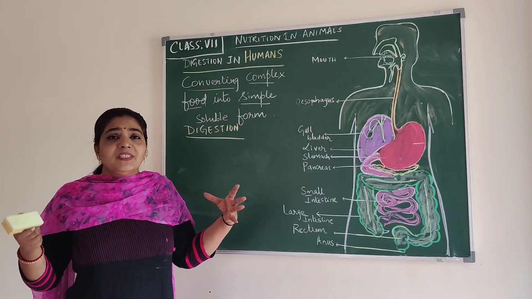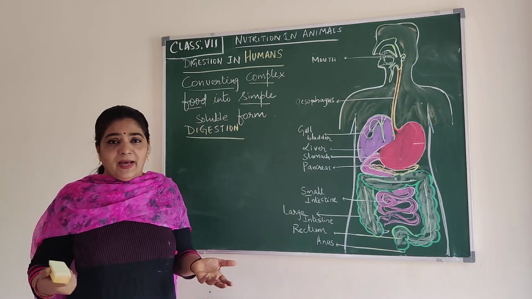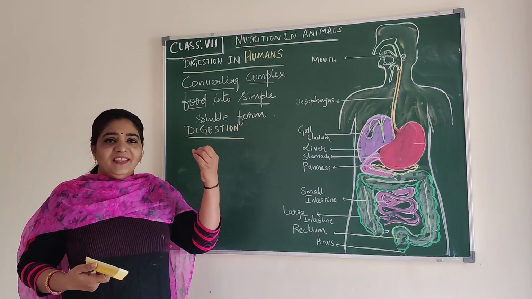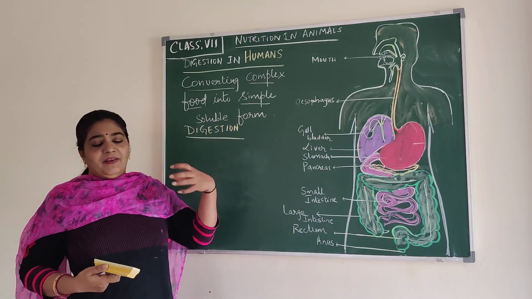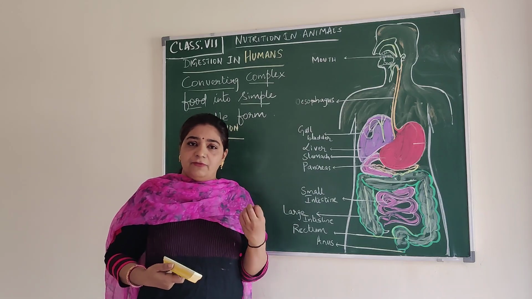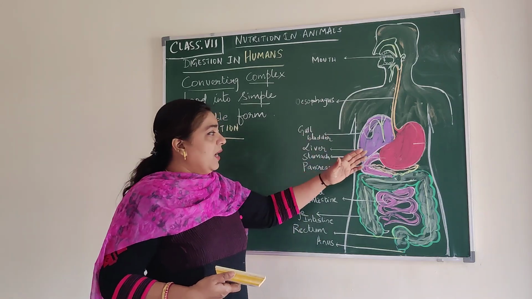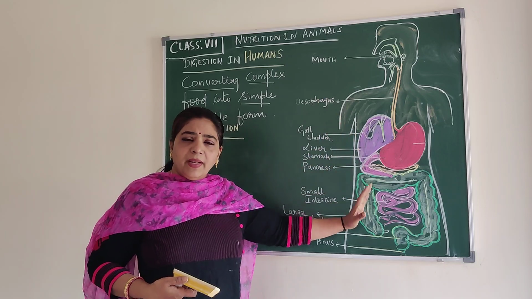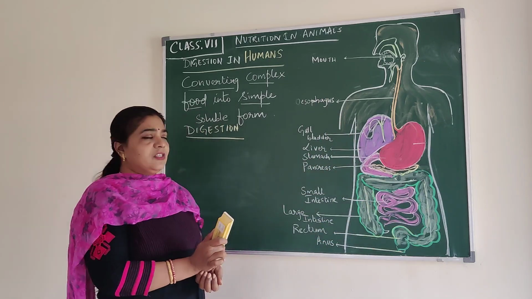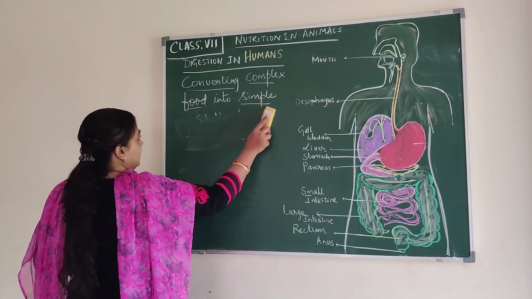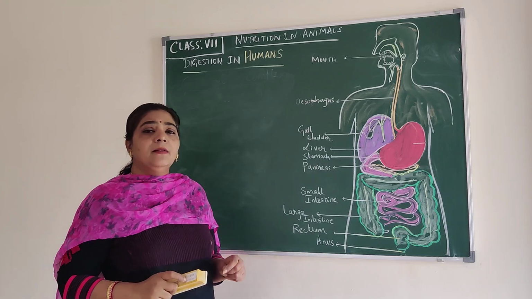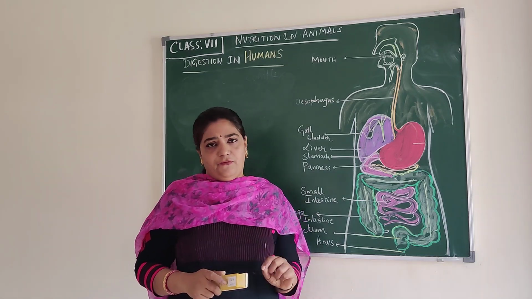Then later on we don't try to see what happens to that food. So now let us learn what changes take place, what changes the food undergoes once we take the food inside. We know we have a complex digestive system. So what is the digestive system? The digestive system is an organ system which helps in digesting the food.